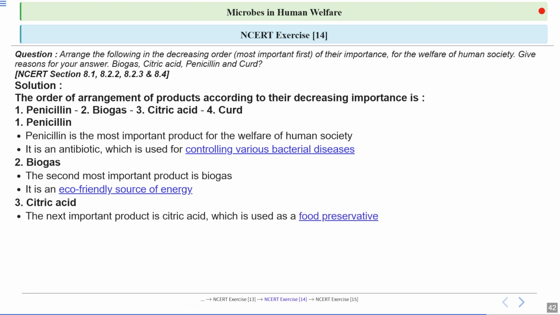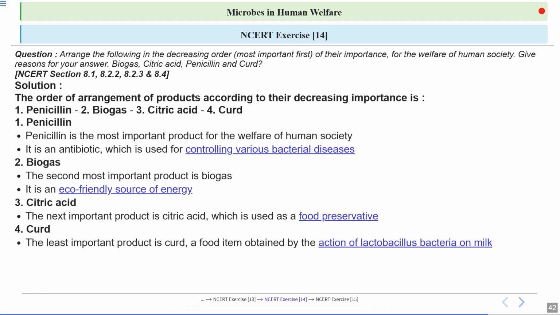Citric acid. The next important product is citric acid, which is used as a food preservative. Then curd. It is the least important product. This is a food item obtained by the action of lactobacillus bacteria on the milk.